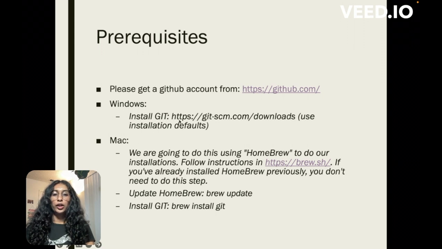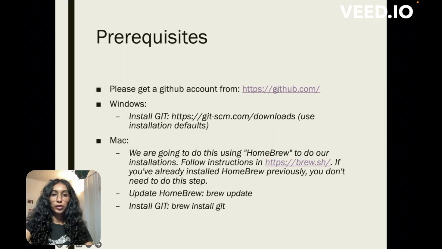For Windows users, you can go ahead and follow these particular commands for setting up Git on your local machine. For Mac users, we'll be using Homebrew. I'm using a Mac, so all the instructions will be for Mac in this video. You can go ahead and install Homebrew. If you have already installed Homebrew, you don't need to do that again. You can just update Homebrew using a simple command like brew update, and then you can go ahead and install Git using the brew install git command.